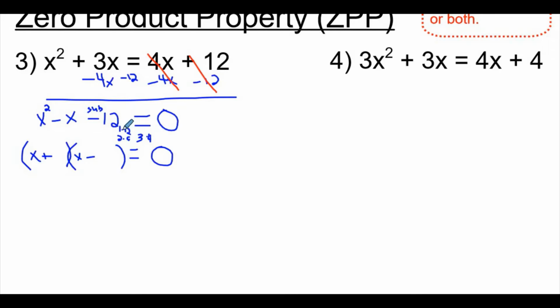Is it 12 and 1? Nope. That's going to give you 11 or negative 11. Is it 2 and 6? No, that's going to give you 4 or negative 4. But 3 and 4, if I subtract them in the right order, will give me negative 1. And the order would be to subtract 3 and then minus 4, because 3 minus 4 is negative 1, and 3 times negative 4 is negative 12.